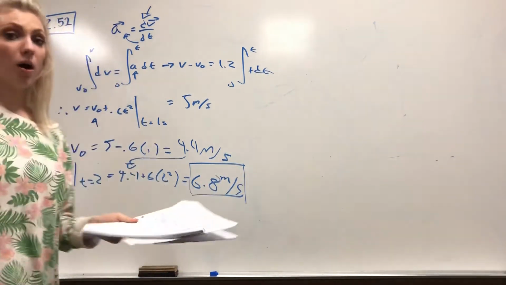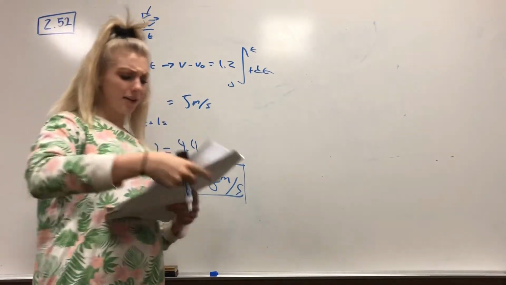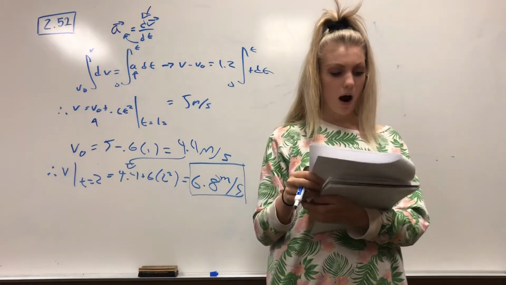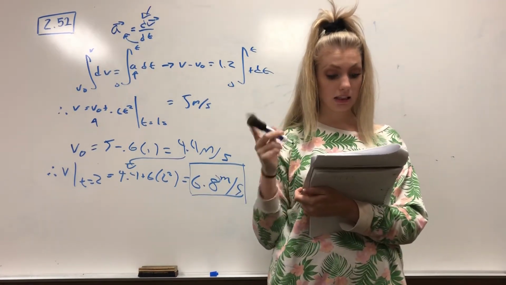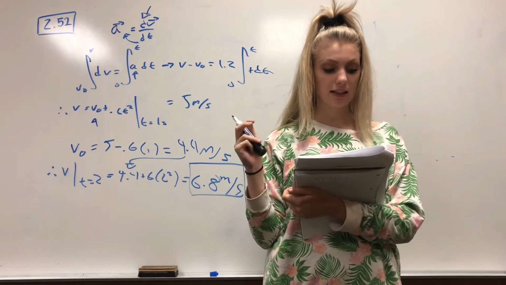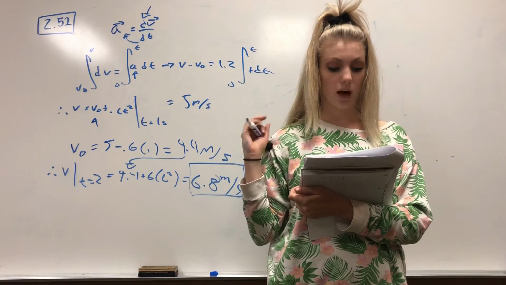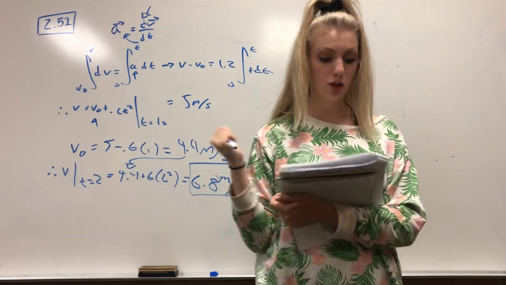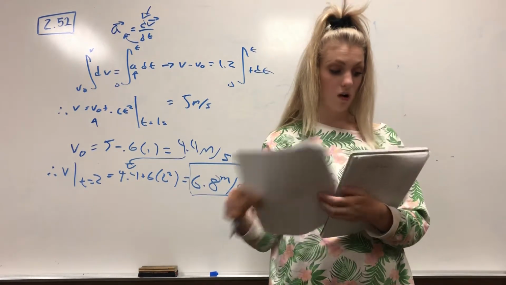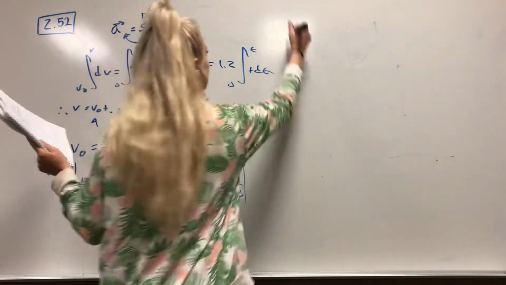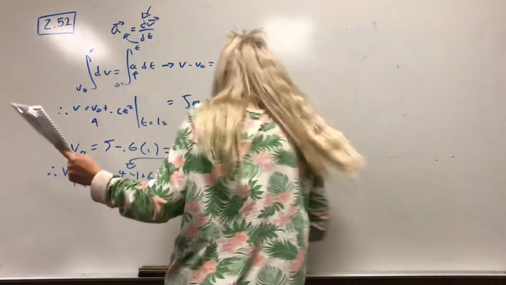And that is it for part A. Now, I found that part B was kind of similar to part A. Part B is asking us, if the bus's position at time equals 1 is 6.0 meters, what is its position at time equals 2? So, once again, let's do it over here. Let me erase this.